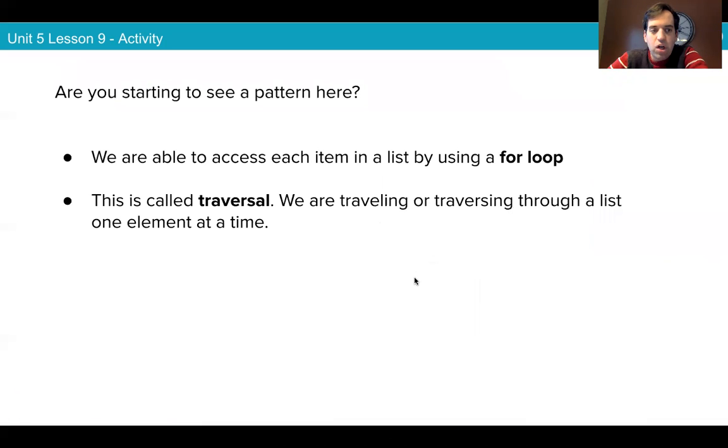And that's it. Are you starting to see a pattern here? We're able to access each item in a list by using a for loop. This is called a traversal, and that is the vocab word of the day. We are traveling or traversing through a list one element at a time. Now that specific code was kind of silly, right? Because all we did was change the variable element each time, but we didn't really do anything with it. But we can do stuff.